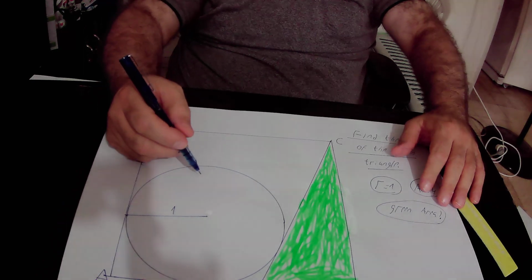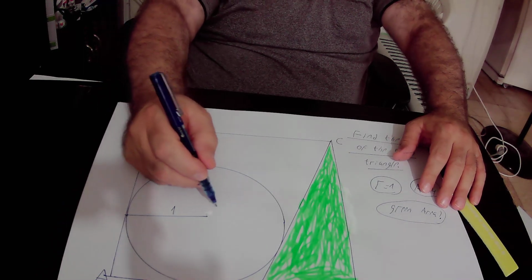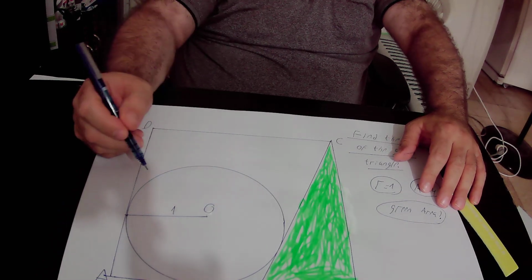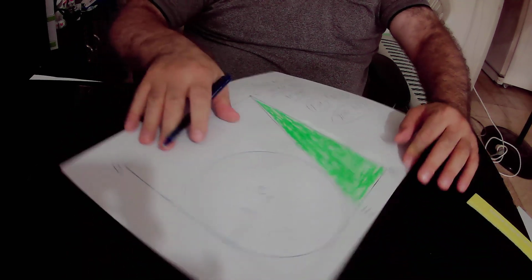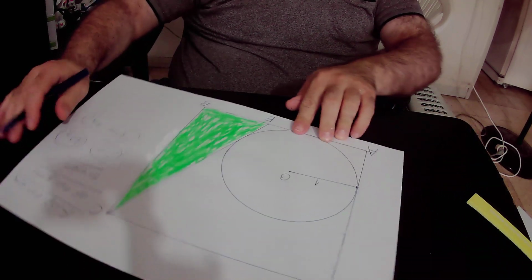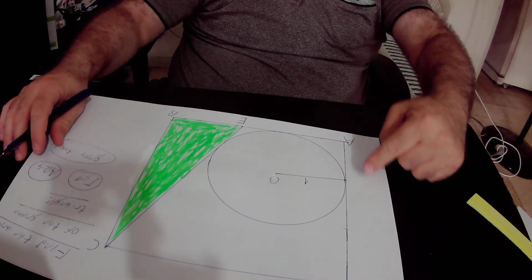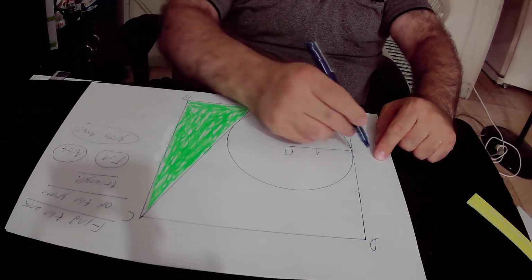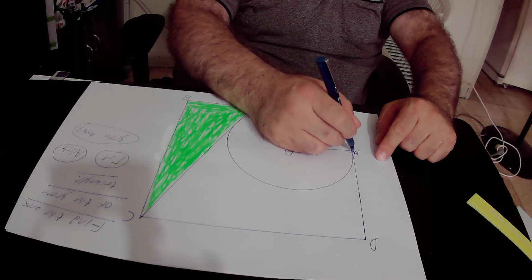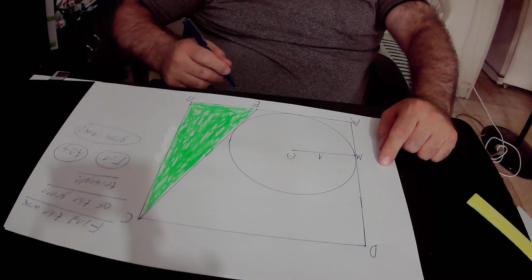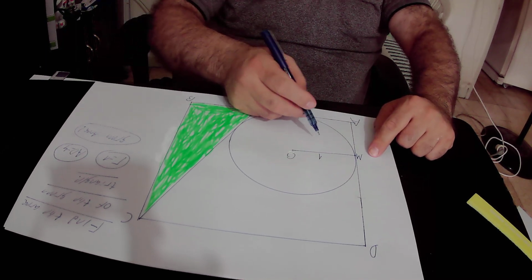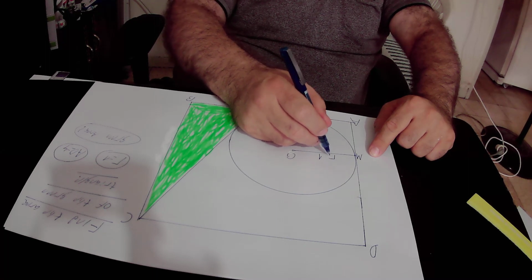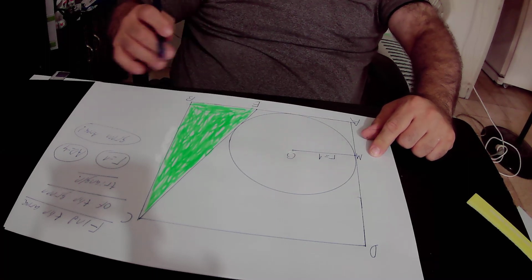We will define the center of this circle as point O. And we will define the point of tangency of tangent AD with this circle as point M. OM or MO is the radius of this circle that equals 1 unit. It is given to us in the question.